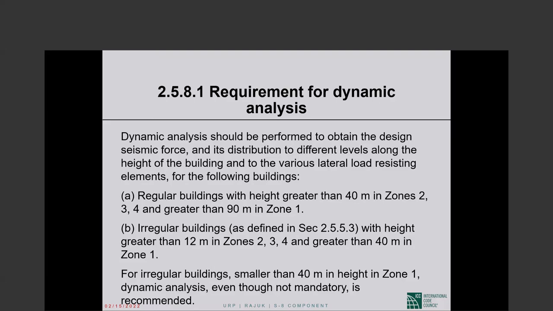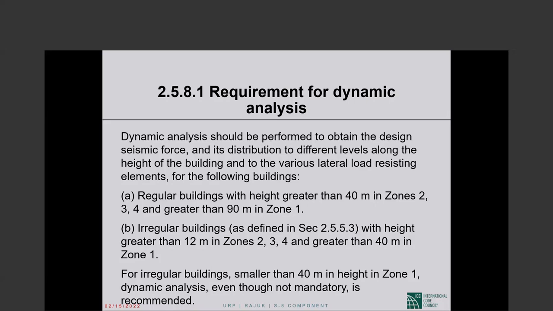Regular buildings with height greater than 40 meters in zones 2, 3, and 4, and greater than 90 meters in zone 1. Okay, so even when your building is regular, if you go beyond 40 meters of height in zones 2, 3, and 4, or beyond 90 meters of height in zone 1, you shall do dynamic analysis as the basis of design.